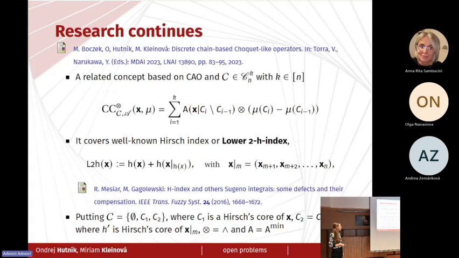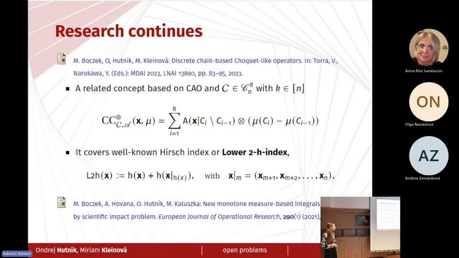This concept is a little bit interesting because it covers some well-known symmetric indices such as the Hirsch index and the lower 2H index, which was introduced by Messier and Gagolewski. And in the future, we would also like to describe or cover with this concept the iterated Sugeno integrals. Also, we would like to introduce a new symmetric index which takes the number of authors into account.